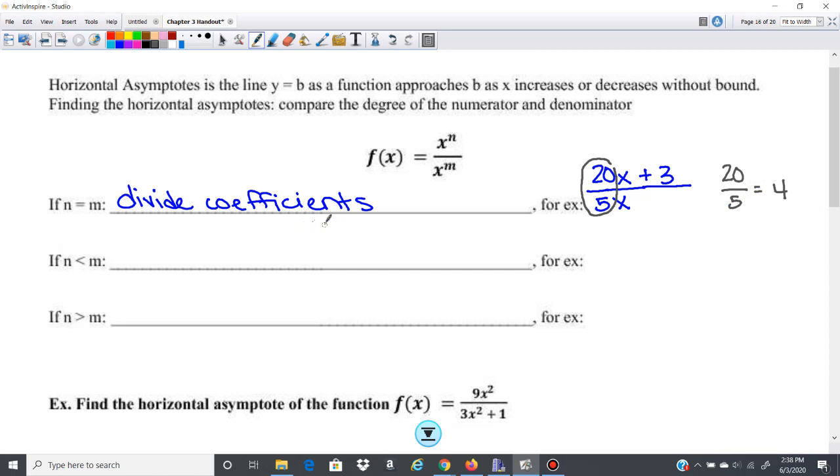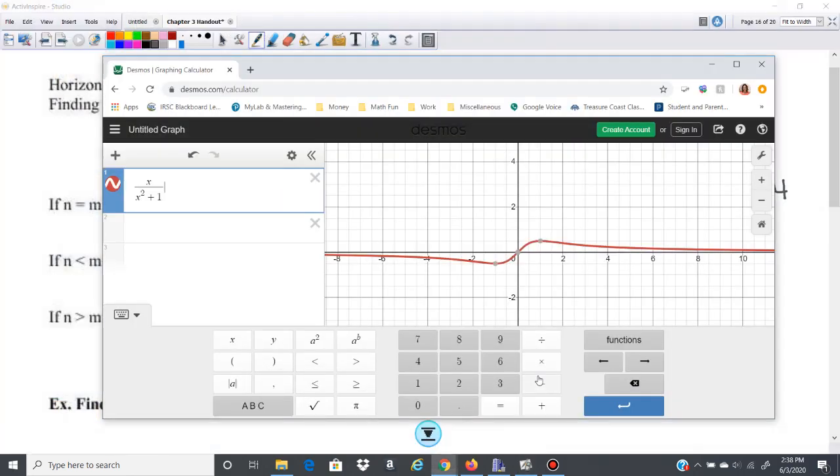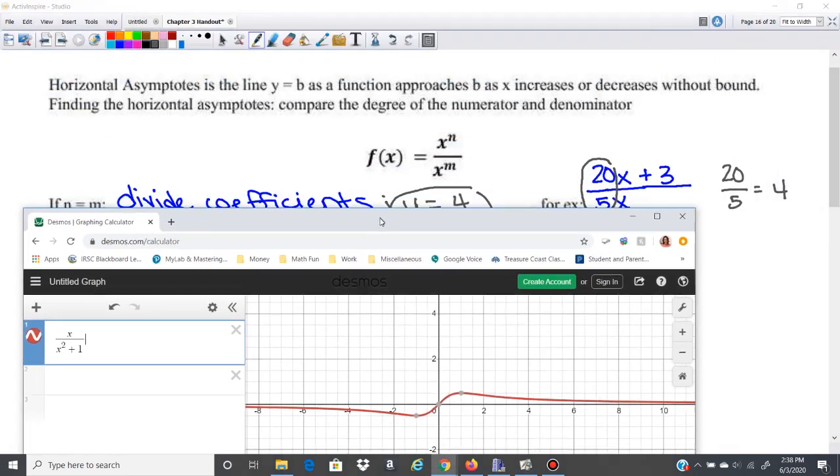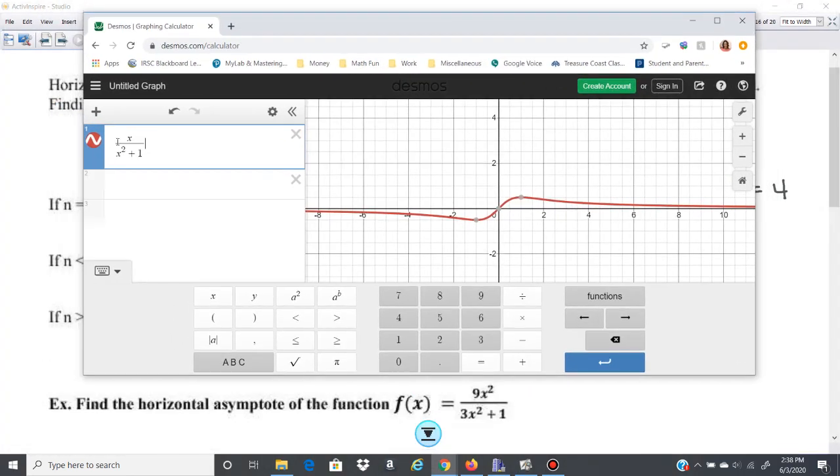So a horizontal line is a y equals line. So the horizontal asymptote here is going to be y equals 4. So you're going to use it with a y. With the vertical asymptote, you used an x because a vertical line is an x equals line. Okay, so this is a horizontal line. Let's take a look at what this looks like. So you had 20x plus 3 over 5x.